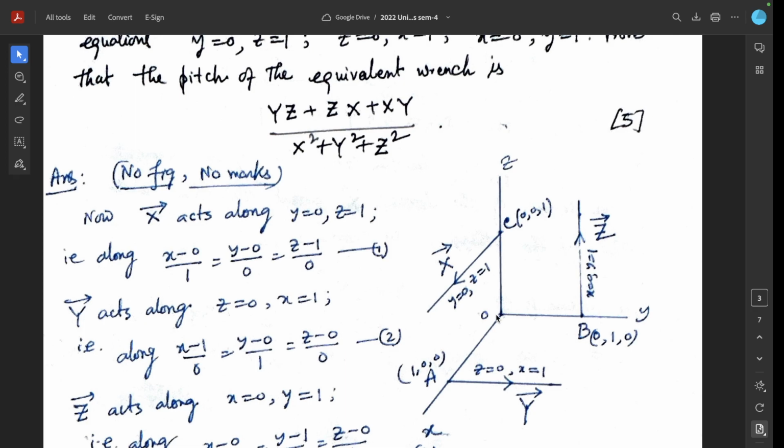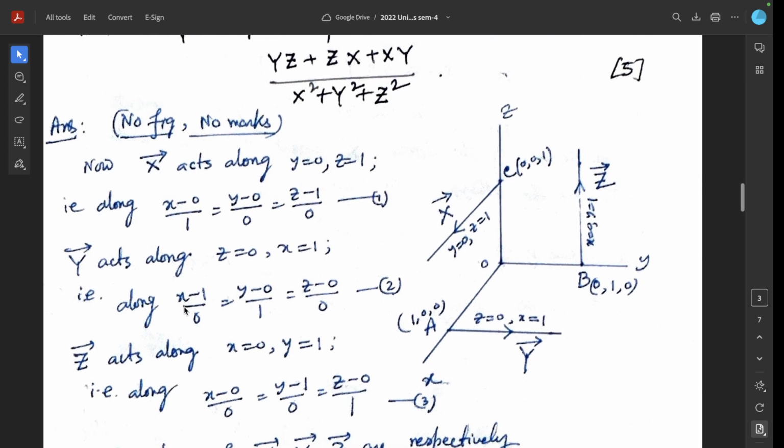This line is parallel to the x-axis, at this point C, and this X force acts along the line y equal to 0, z equal to 1. The symmetrical form is (x minus 0)/1 equal to (y minus 0)/0 equal to (z minus 1)/0. And the capital Y force acts along the line z equal to 0, x equal to 1, at this point A with coordinates 1, 0, 0.